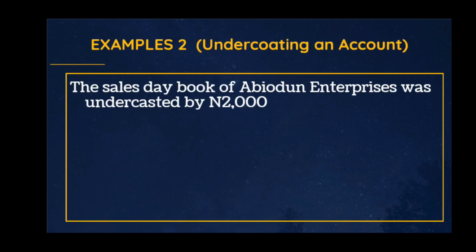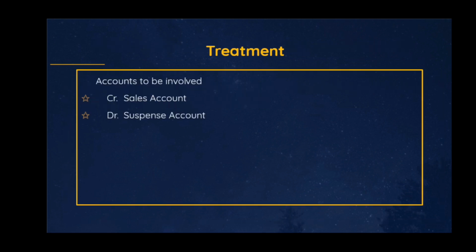Now let's take the second example. The sales day book of Abiodun Enterprises was undercast by 2,000 naira. Unlike the previous one where the sales day book was overstated, this time the sales day book is understated. Like I said, sales account is a credit entry. So it means that 2,000 naira has to be added to the sales account to make it balanced. In that case, the sales account is going to be credited, while the corresponding debit entry goes to the suspense account. That is, you credit sales account, you debit suspense account.